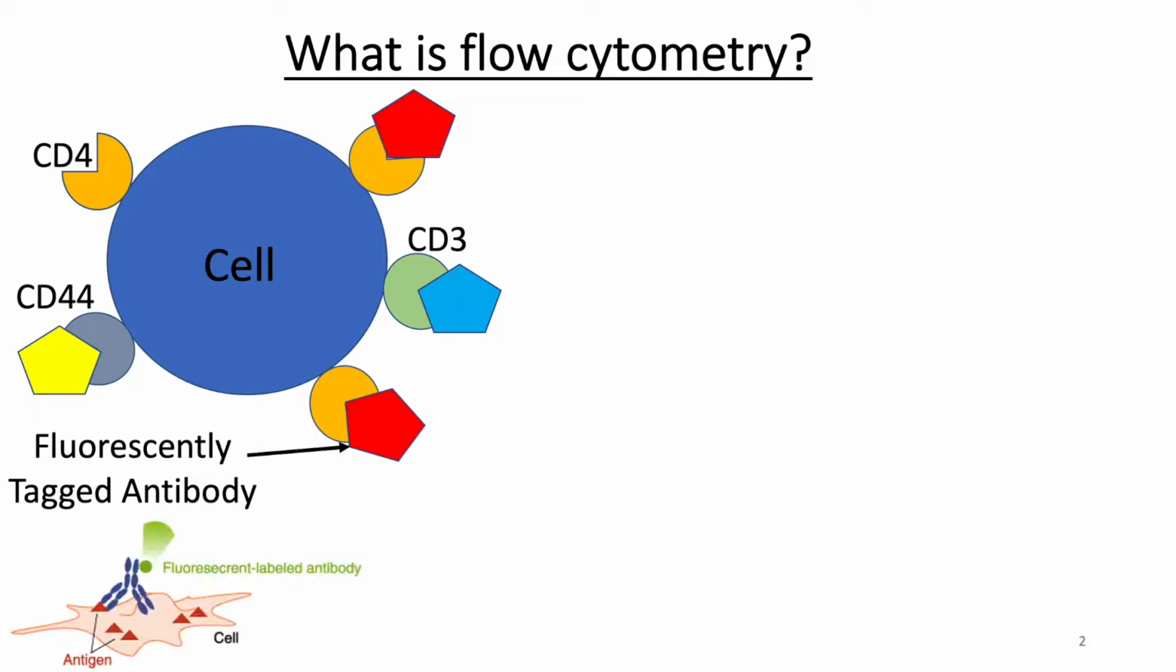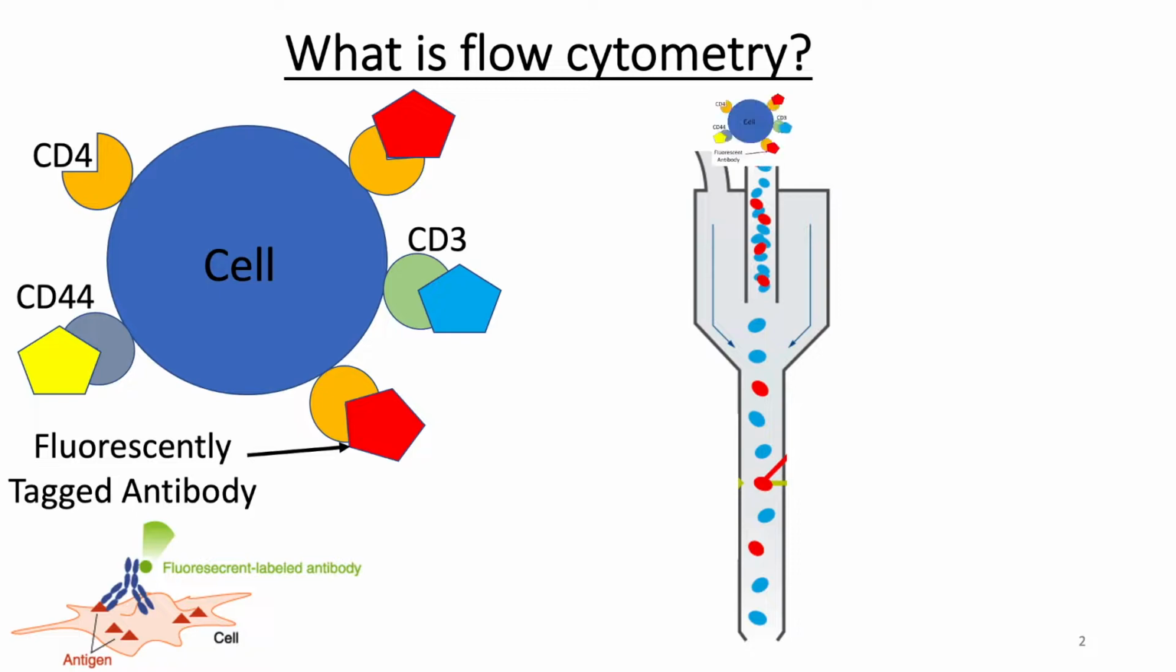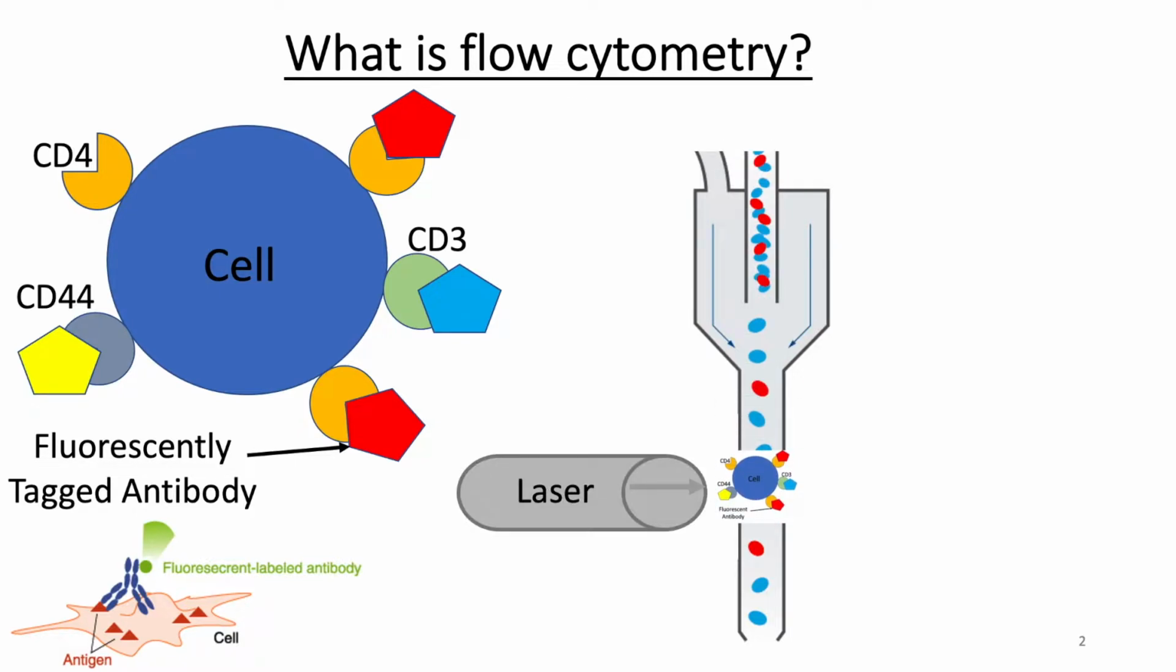This is a little bit closer to what it looks like when you have fluorescently tagged antibodies that bind to different antigens or markers on cells. Now, when the cells are passed through a flow cytometer individually, lasers excite the fluorescently labeled antibodies and emit light that we can then measure. So for example, in this case, we would see that this cell expresses CD3, CD4, and CD44. We can do this to look at the immune response, which can be used to diagnose disease or see if vaccines are working.